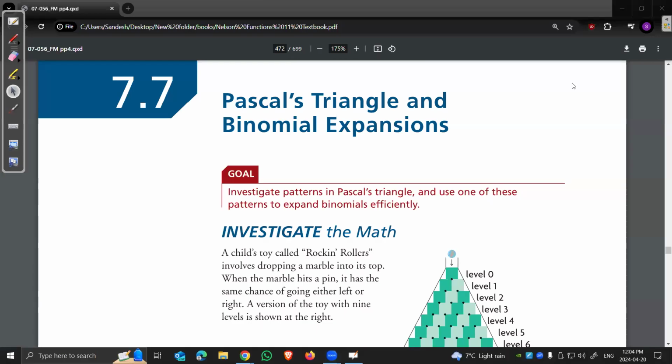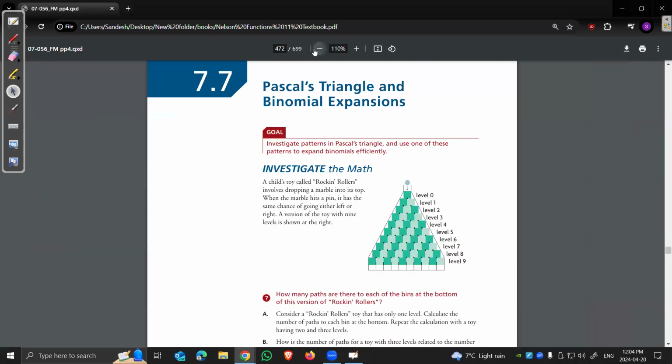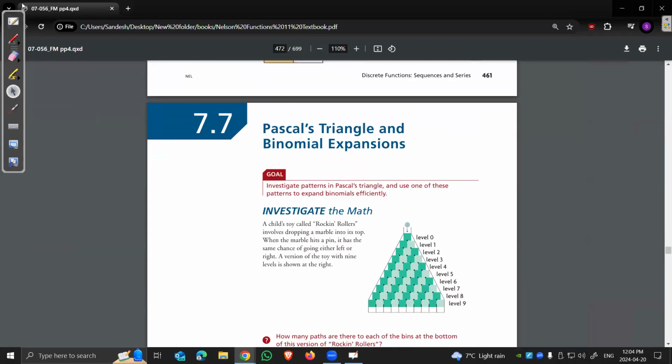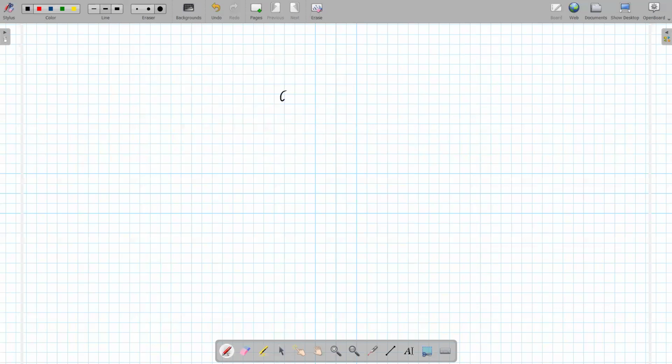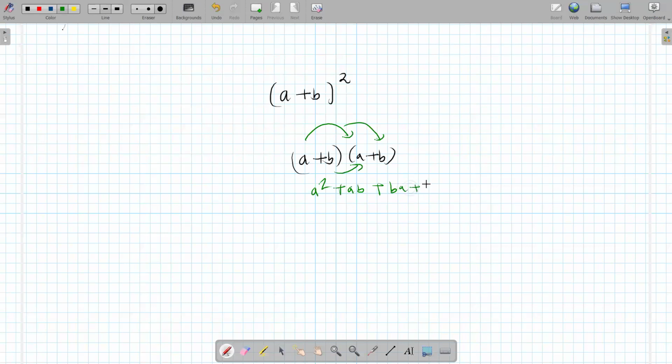And this is something that we have done in the past. It's called Pascal's triangle. So if you have something like this, (a + b) squared, you can always FOIL this like this. So that's just (a + b) multiplying by itself. And then when you FOIL it, you do a times a, a times b, b times a, and b times b, and then you'll get this.